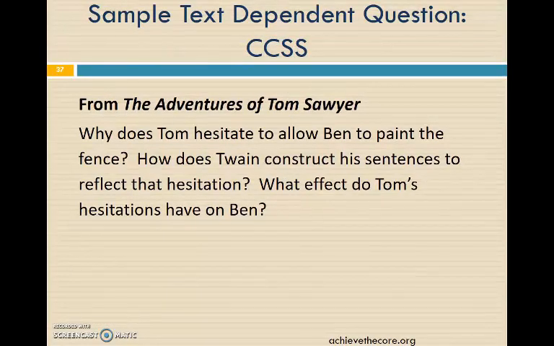Why does Tom hesitate to allow Ben to paint the fence? How does Twain construct his sentences to reflect that hesitation? Oh boy, that's really an exciting question because you have to understand the language that Mark Twain used. And what effect do Tom's hesitations have on Ben? If you're able to answer those questions, that's evidence that you understood that text.